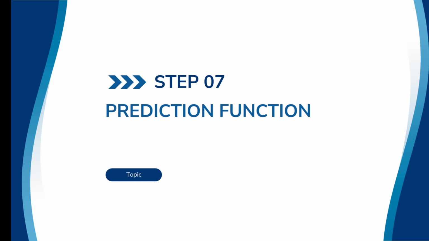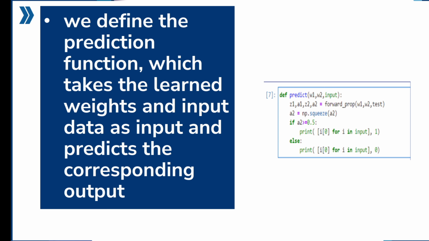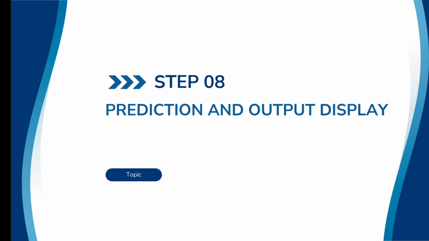So step 7 is the prediction function. We define the prediction function, which takes the learned weights and input data as input and predicts the corresponding output. So we use the weight values as input and the forward propagation values, and we check if a2 is greater than or equal to 0.5. We print 1 for each input where it is, and otherwise 0.